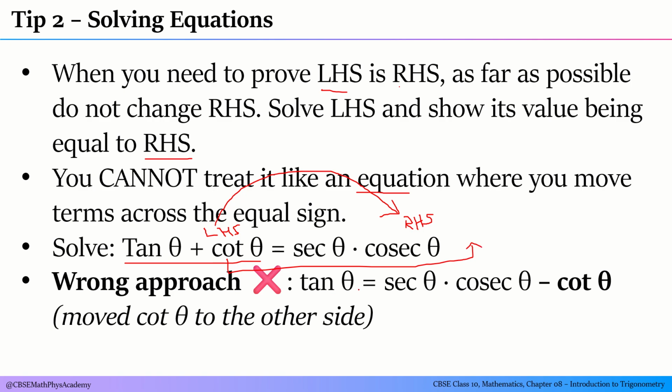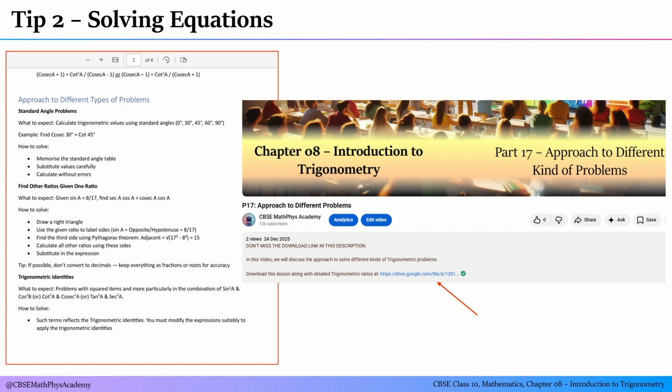Tan theta is equal to... the cot has been taken to the other side, which is wrong. You are not supposed to do it that way. I have discussed in detail in my 17th part video how to approach the different trigonometric problems, what tricks or what approach you have to take.